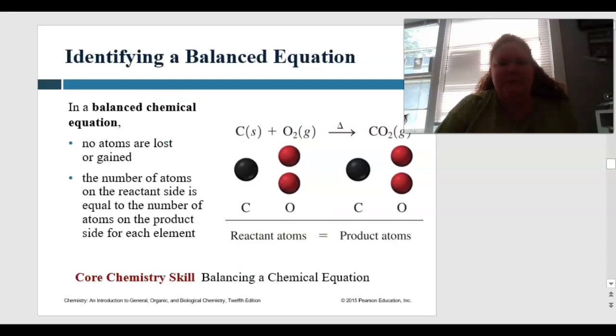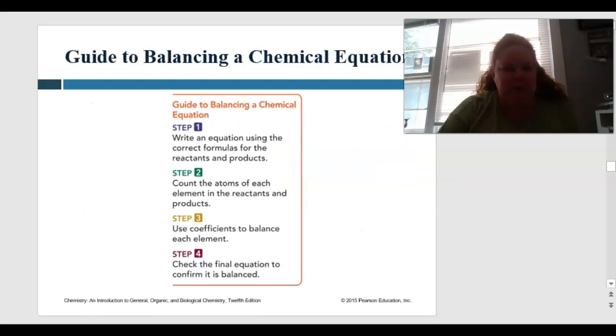So how are we going to identify a balanced reaction? Because remember, everything in chemistry has to be balanced. In a balanced chemical equation, no atoms are going to be lost or gained, and the number of atoms on the reactant side is going to be equal to the number of atoms on the product side for each of the elements. You can see that we have one carbon and two oxygens on the reactant side, and then again on the product side, we have the same one carbon and two oxygens. So we're just transferring them, right? We're not creating or destroying, and we have to equate them all out and they have to be the same.